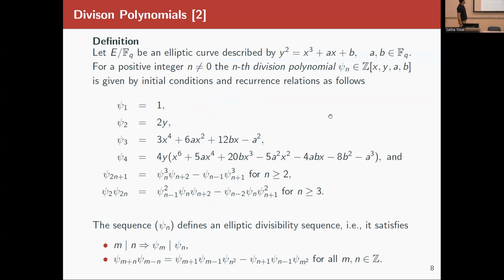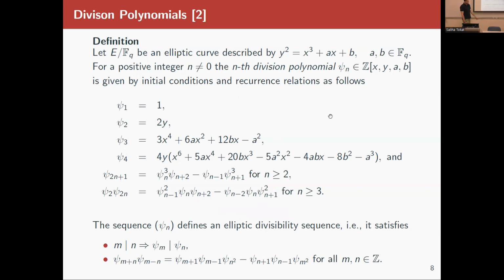Okay, you can see here a more general explanation for psi n. You can use this equation when the index is odd, and you can use this one if the index is even. And psi n has these two beautiful properties. First one, if m divides n, then psi m divides psi n. It comes from Lagrange's theorem. And the second property is a recursion property. Psi n also satisfies this.